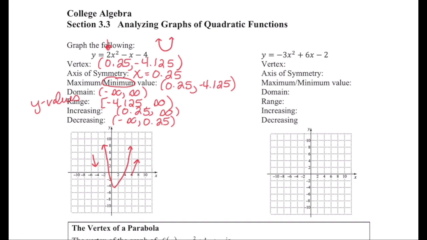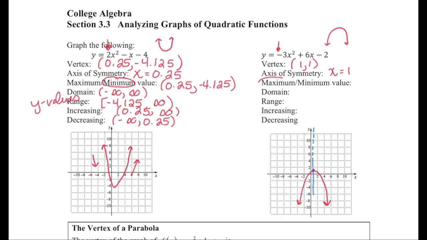The next equation is negative 3x squared plus 6x minus 2. Notice that we have a negative a value, so that means we're going to have a frowny face. Our vertex here, I'll let you have the opportunity to graph this using Desmos. But the vertex is 1, 1. And since we know it's going to be a frowny face, it's going to go something like this. Our vertex is 1, 1. Therefore, our axis of symmetry, which goes through the x value, is x equals 1.